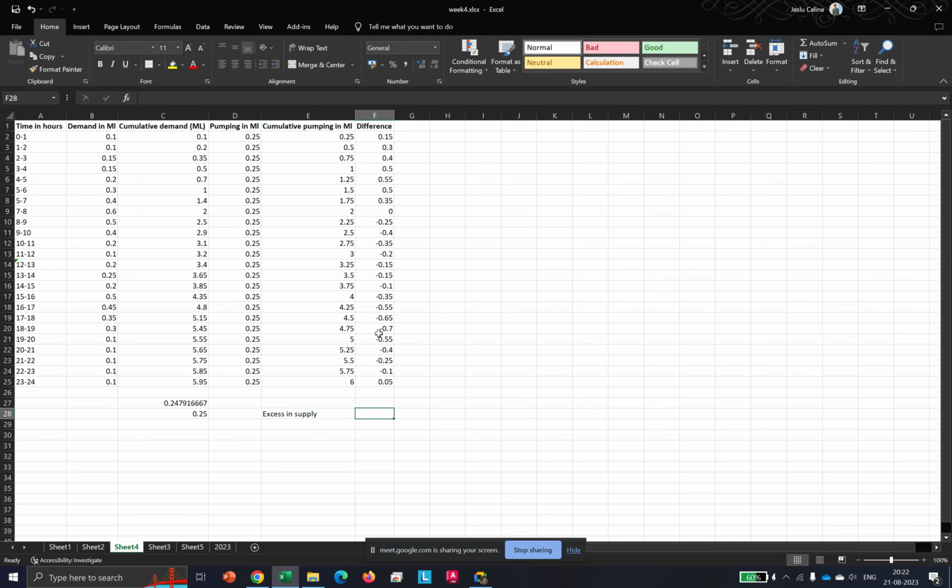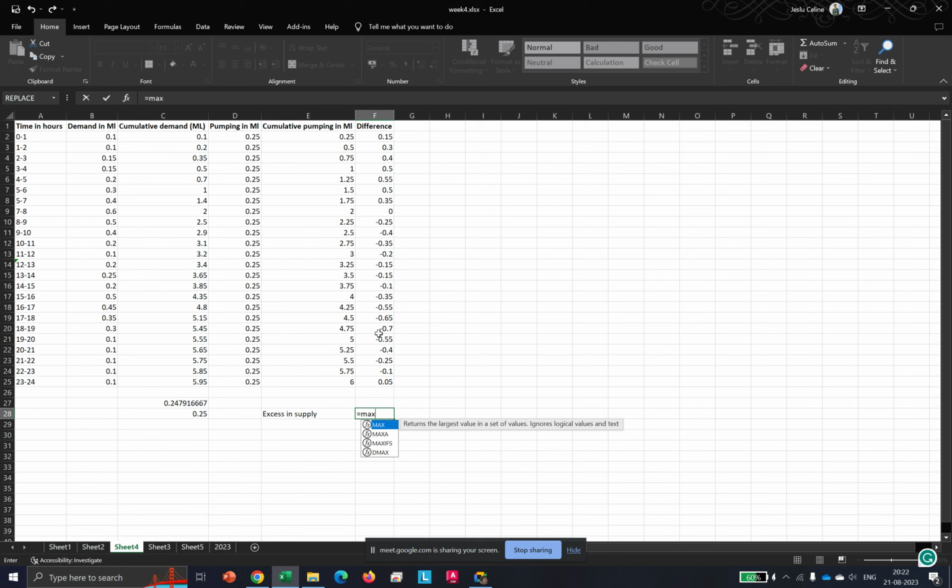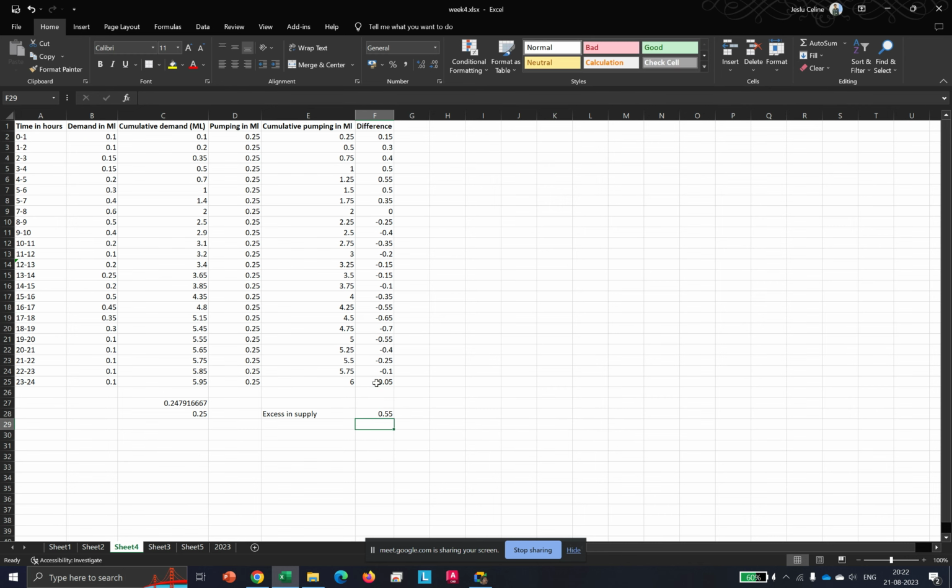So to get the maximum of the positive values, I'm taking the maximum of the overall table, which will give us the maximum value, which is 0.55, which is somewhere over here, right? Then in order to find the excess in demand, that is when the demand is more, I'm writing everything in positive. So what do we take now in order to find that? Any guesses?